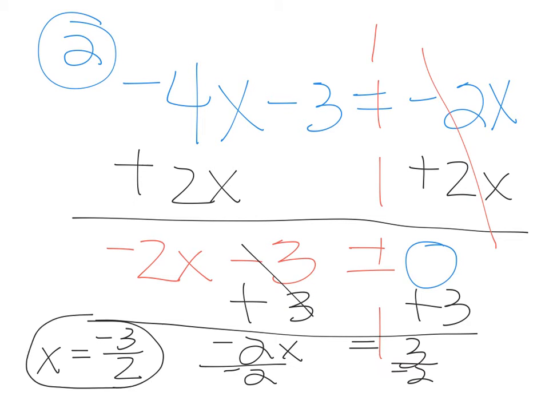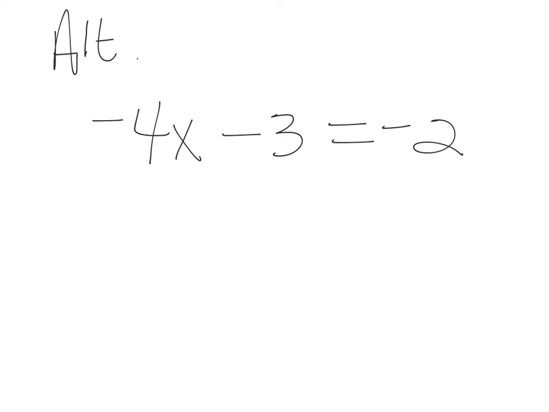Now, very quickly, I'm going to show you on the next screen, there's actually a different way you could do that problem if you didn't like that way. This next way, you might like it actually better. I'm going to call this the alternate way to do number 2. Negative 4x minus 3 equals negative 2x.